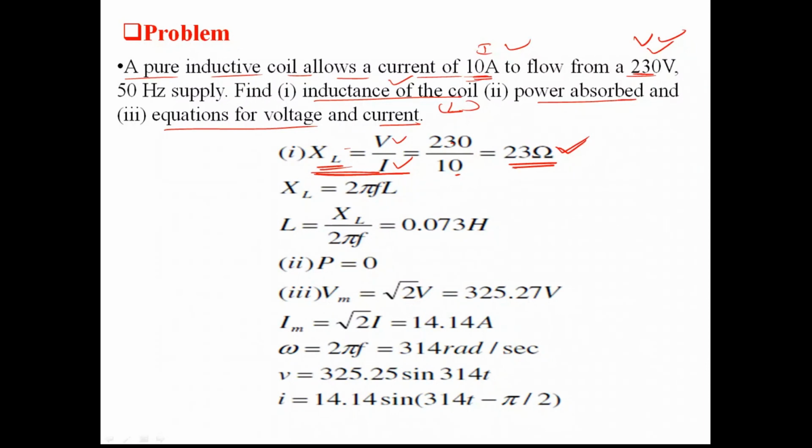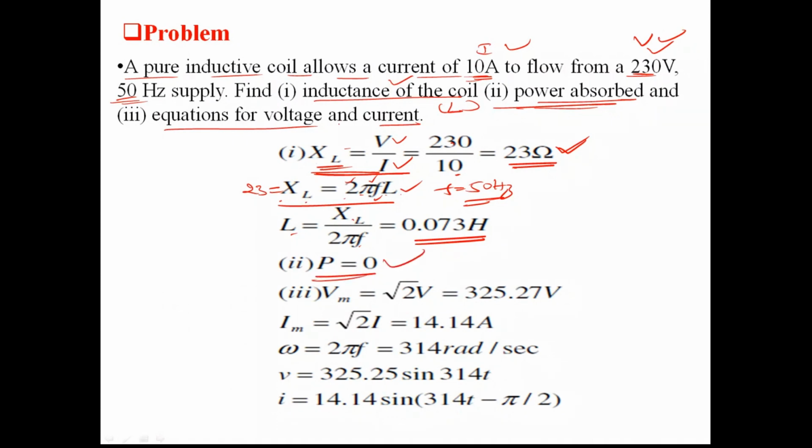And once you get the inductive reactance, by using the formula XL is equal to 2 pi F into L, you can find out L. In this one, the frequency is 50 hertz. Here F is given as 50. Substitute F is equal to 50 here, then 2 pi, and XL is now 23 ohms. Therefore, L is equal to XL by 2 pi F, which is around 0.073 henries. Now the second bit is power absorbed. We have already derived that the average power in a pure inductor is 0. Therefore here we can write the same expression straight away.